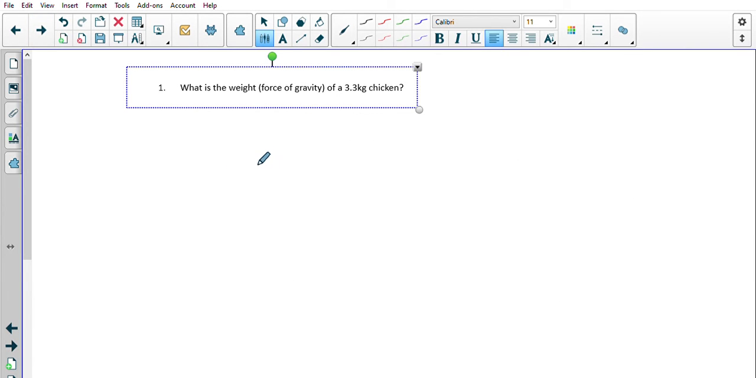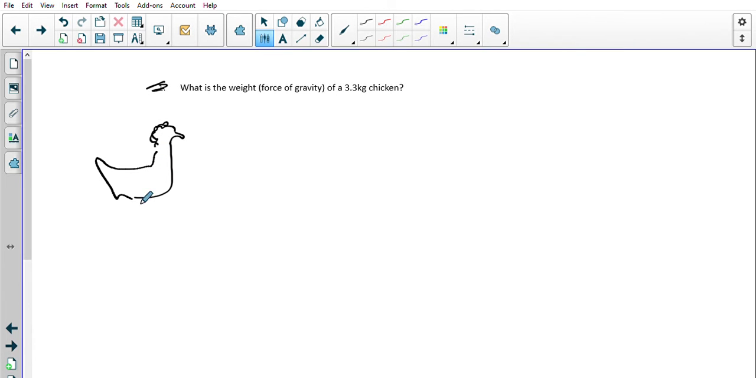All right, next question. Ignore these numbers here. They're meaningless. What is the weight and force of gravity of a 3.3 kilogram chicken? I'm sorry, but this requires a chicken. And let's give it an egg. There we go. All right. So this is a 3.3 kilogram chicken.